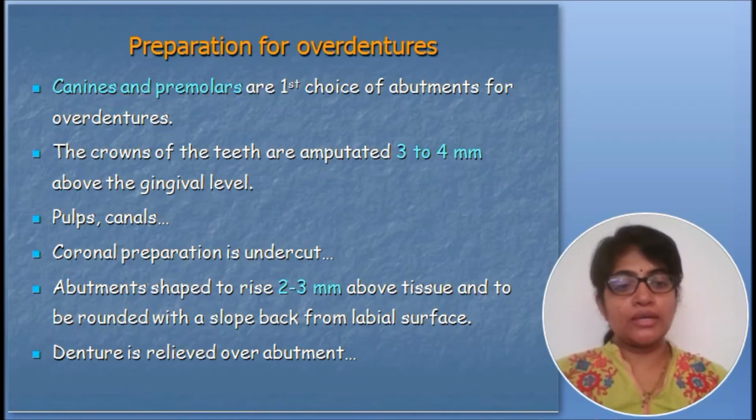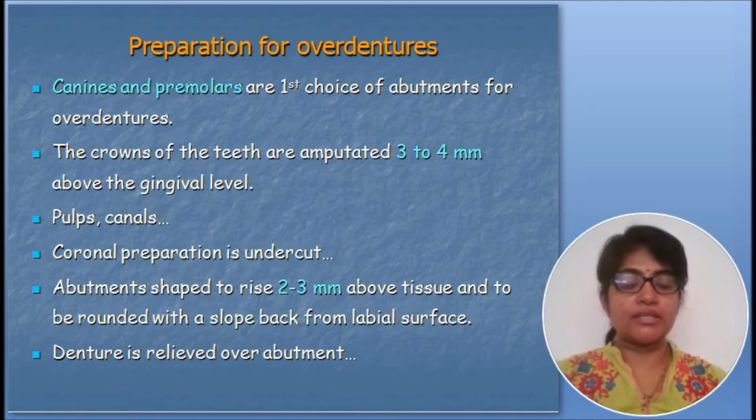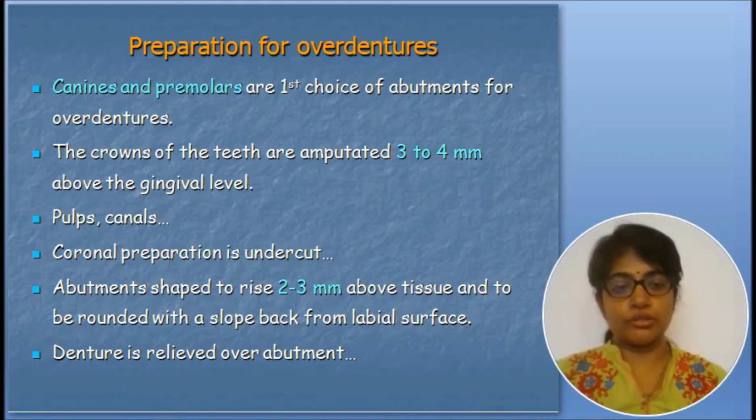So this was about crowns and fixed partial dentures. Now coming to preparation for overdenture. When we are giving an overdenture, at that time also we have to prepare the endodontically treated tooth to receive a particular post and core restoration.